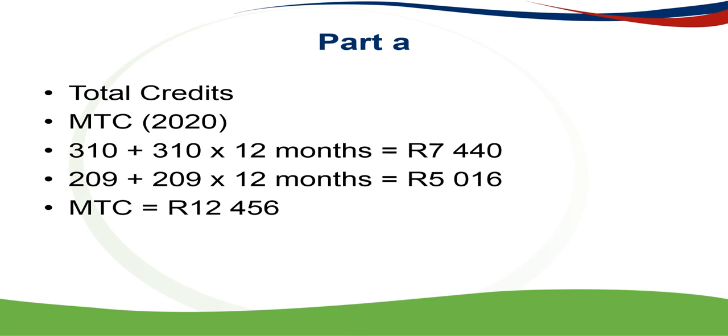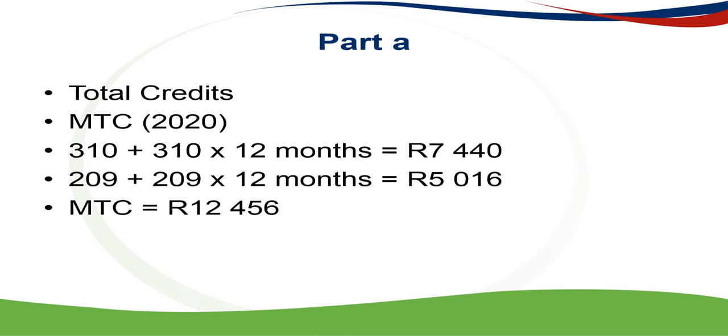Remember Mr. X, 310, he is the main member, and his first dependent happens to be his spouse. Remember that the second 310 is not only for a spouse. A lot of students are confusing this, and we're getting a lot of queries on this. The 310 is for any dependent, the first dependent on the medical aid. So it can be a child, doesn't matter. So in this instance, Mr. X is married to Mrs. Y, so it is his wife.